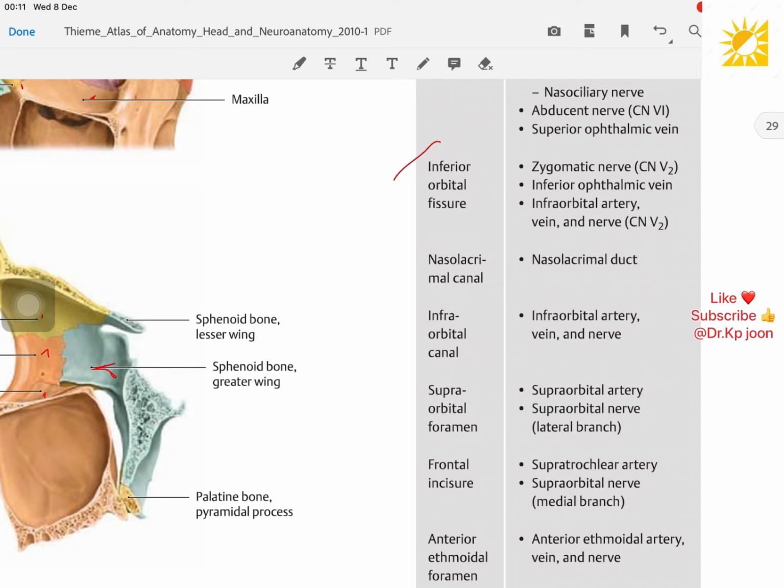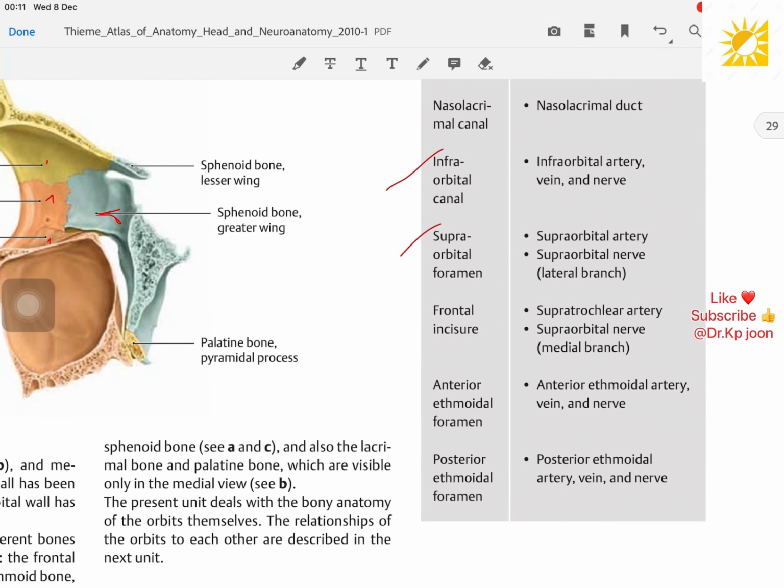If we talk about the infraorbital canal, it contains the infraorbital artery, vein, and nerve. If we talk about the supraorbital foramen, it contains the supraorbital artery and supraorbital nerve, its lateral branch. And if we talk about the frontal incisure, it contains the supratrochlear artery and supraorbital nerve, its medial branch. If we talk about the anterior ethmoidal foramen, it's the anterior ethmoidal artery, vein, and nerve. If we talk about the posterior ethmoidal foramen, it's the posterior ethmoidal artery, vein, and nerve.